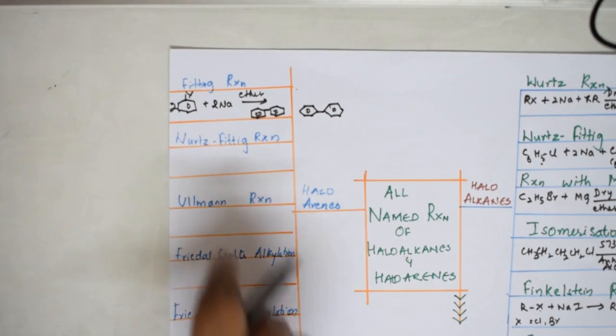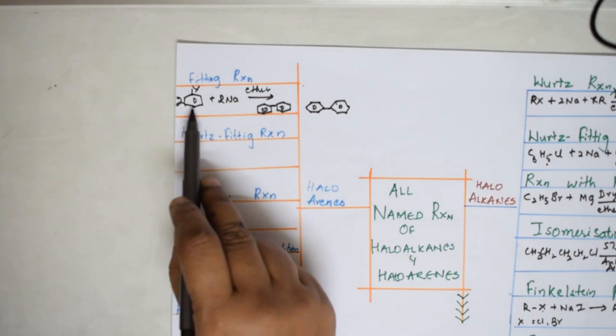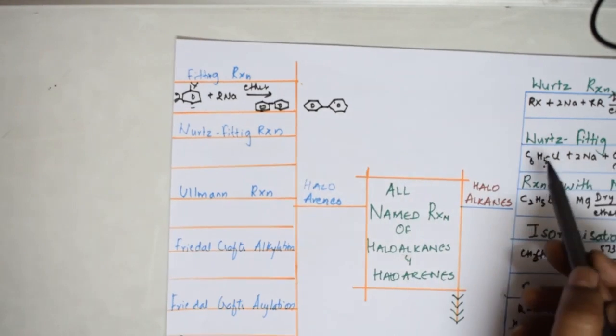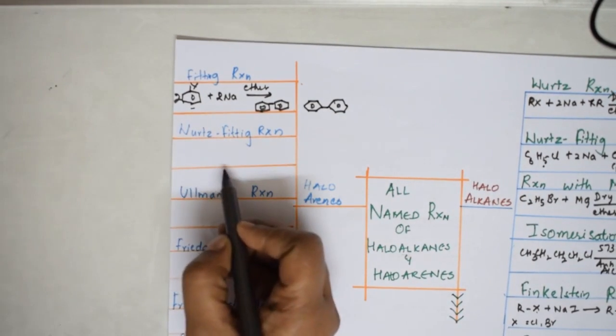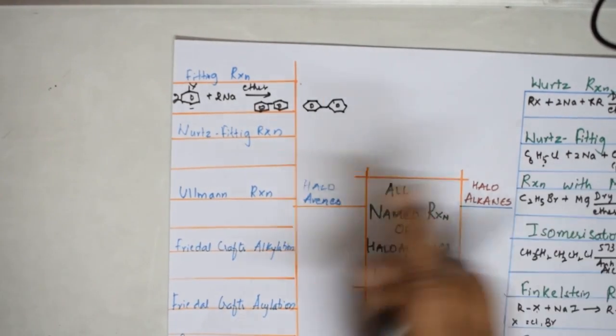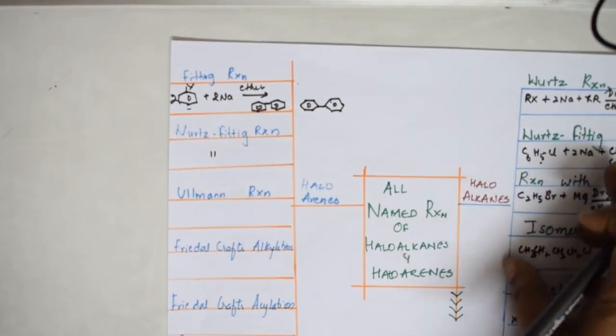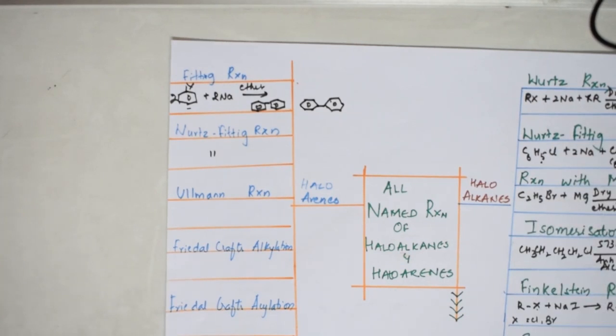Yes students. So this is Fittig. The Fittig reaction means two aryl rings will be there. Wurtz-Fittig means one aryl and one alkyl will be there. Done. So in Wurtz-Fittig, again the same reaction, whatever is here, it is similar. You add an aryl halide and an alkyl halide and you get toluene, right?